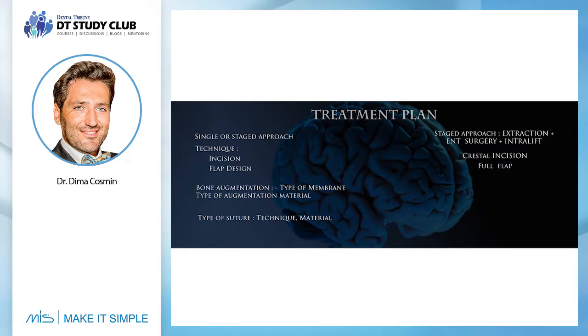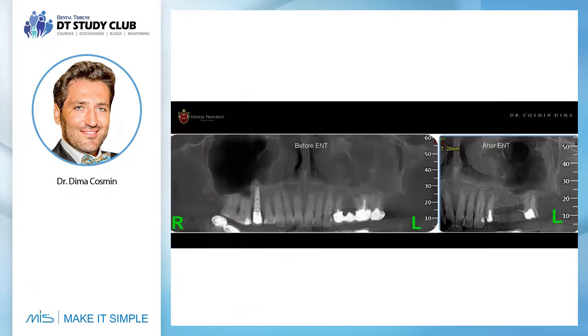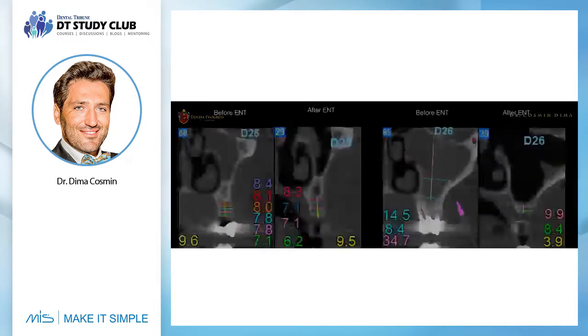We decided to use a full flap, a resorbable collagen membrane, xenograft. We use xenograft for bone augmentation into the sinus, and we use PTFE suture. So before the ENT, we can see the sinus was full, and after ENT surgery, the sinus is clean, so we can perform sinus lifting. We can see that we have extracted also the molar, and now we can start.